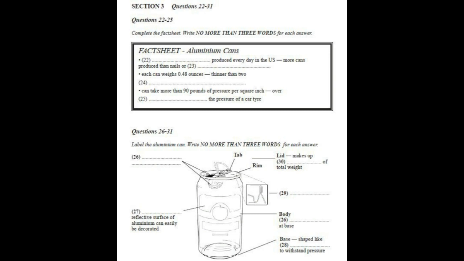This bit's interesting. Today's can weighs about 0.48 ounces. Thinner than two pieces of paper from this magazine, say. Yeah, and yet it can take a lot of weight. More than 90 pounds of pressure per square inch. Three times the pressure of a car tyre. Okay, I agree. It's a good topic.